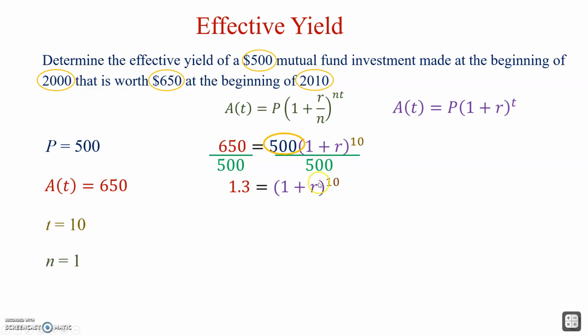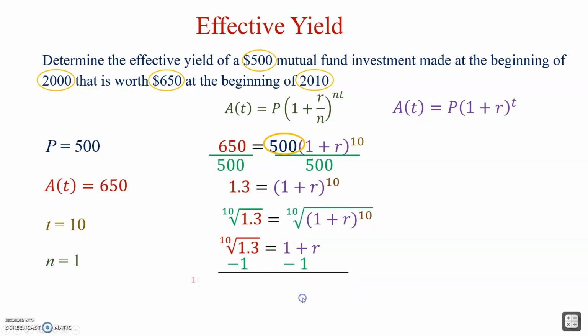Now it's time to get rid of this exponent of 10. So we'll be rooting to the 10th power, or taking the 10th root, on both sides. So we have to find the 10th root of 1.3. The 10th root and this exponent of 10 cancel out, leaving us with the 1 plus R. Simply subtract 1 on both sides, and this is what we'll be typing into the calculator.